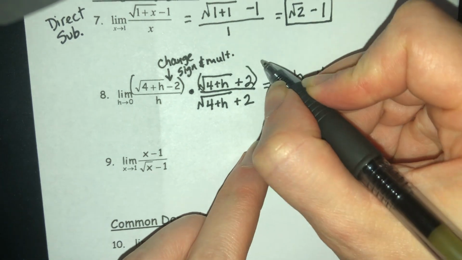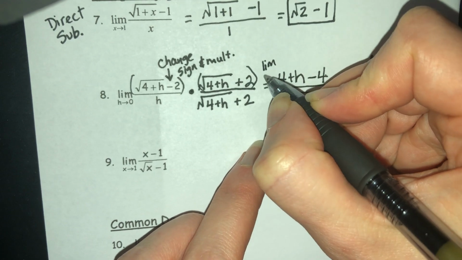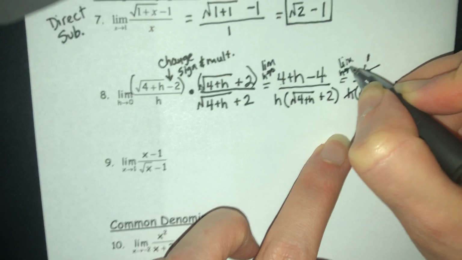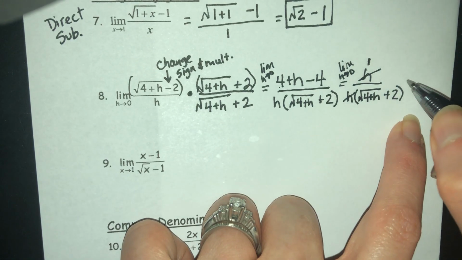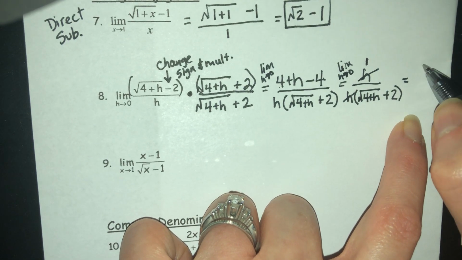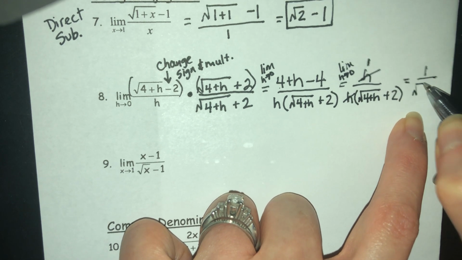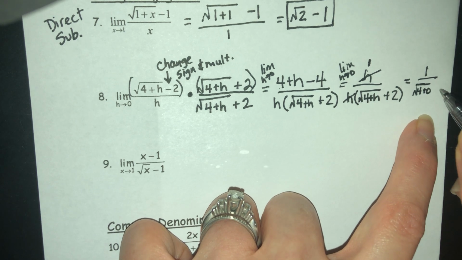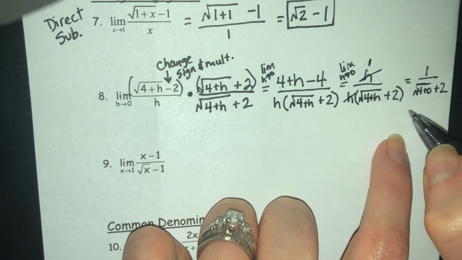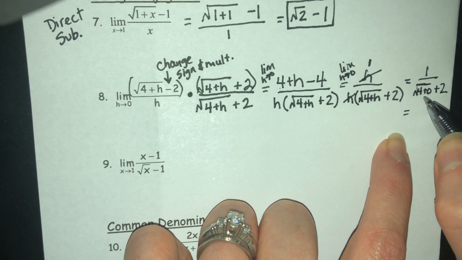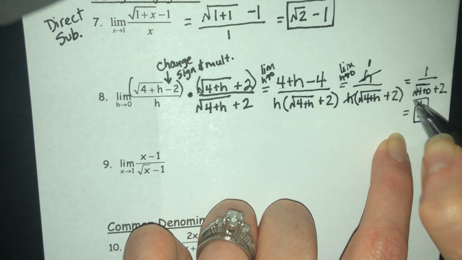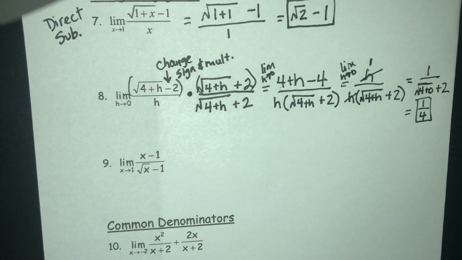Oh, and I haven't been writing, I've been modeling bad mathematics. The limit as h approaches 0, the limit as h approaches 0. Now I'm ready to substitute in the 0. So I've got 1 on the top and the square root of 4 plus 0 under the square root plus 2. So what is the square root of 4? It's 2. 2 plus 2 is 4. So the answer is 1/4. All right. About clear as mud, right?